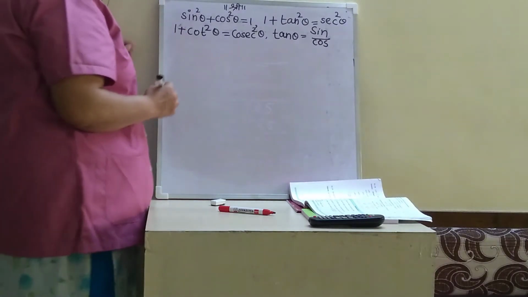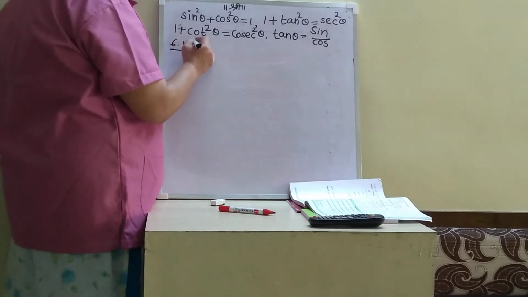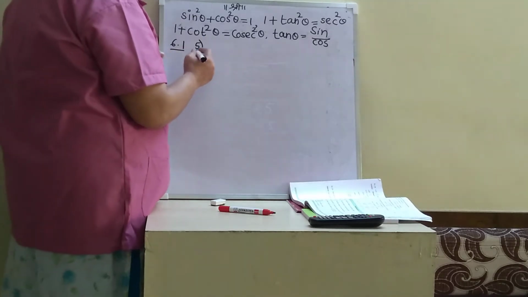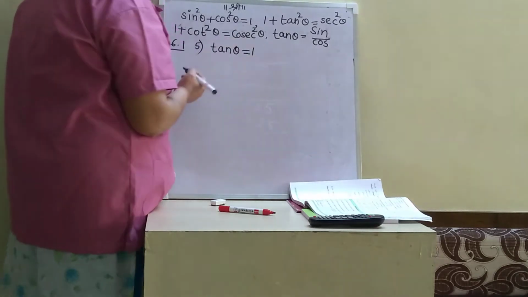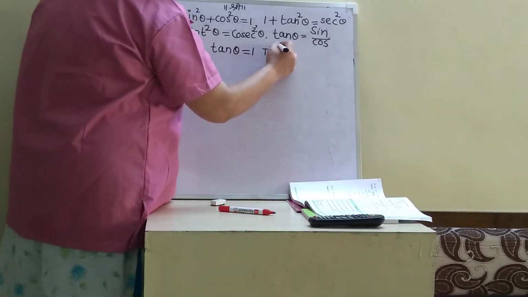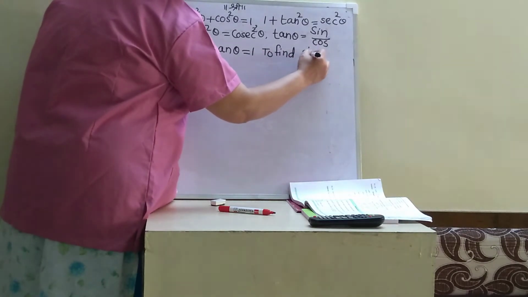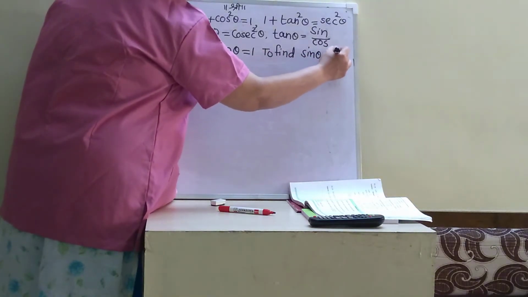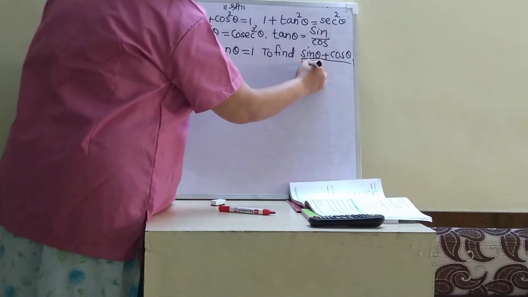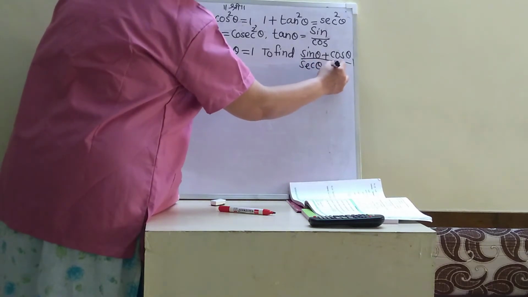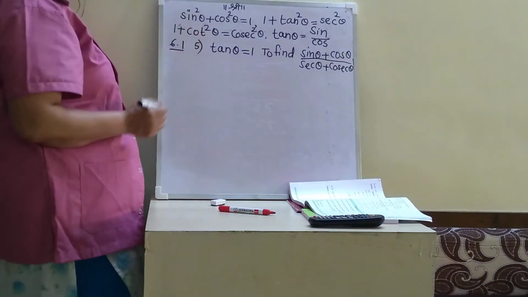Now we are going to solve practice set 6.1 question number 5. What is the question? If tan theta is equal to 1, find what you have to find out. To find is sin theta plus cos theta upon sec theta plus cosec theta. Is my handwriting visible?